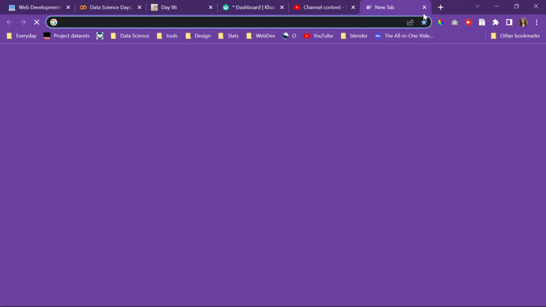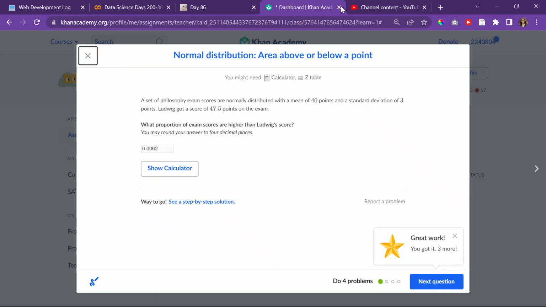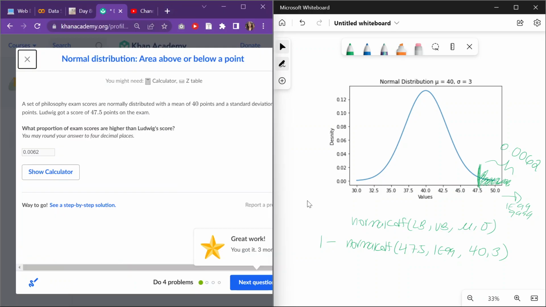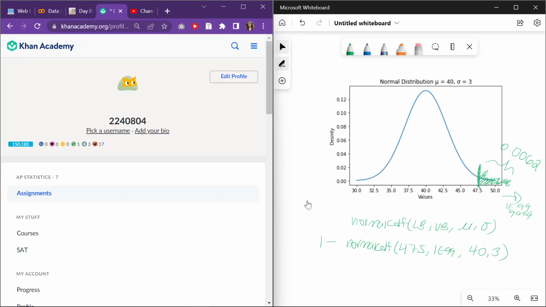I'm just trying to make sure I went over everything. Hopefully I explained that well. Yeah, it's just something that you have to know, that normal CDF only calculates the probability of anything left of it. So anytime you have a greater than or equal to sign, you want to do 1 minus whatever probability you get here. If they're asking you for anything like higher or above, do 1 minus. If they're asking you for anything lower or below, then you don't have to do 1 minus, because this is what it calculates.